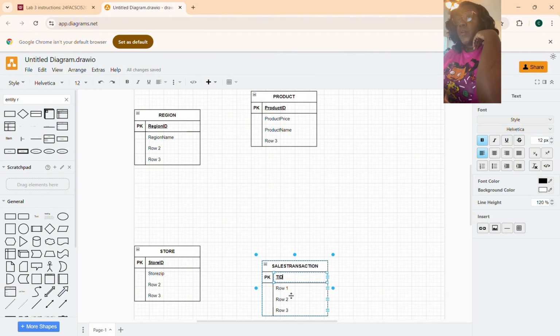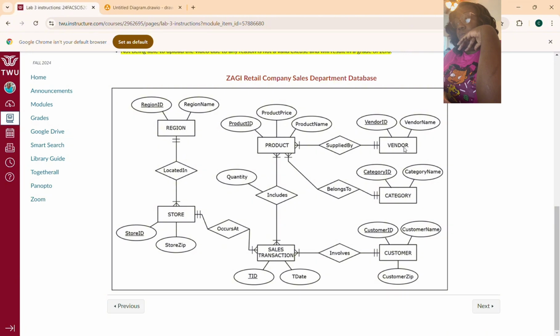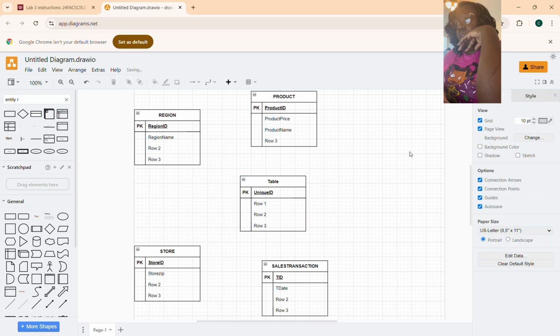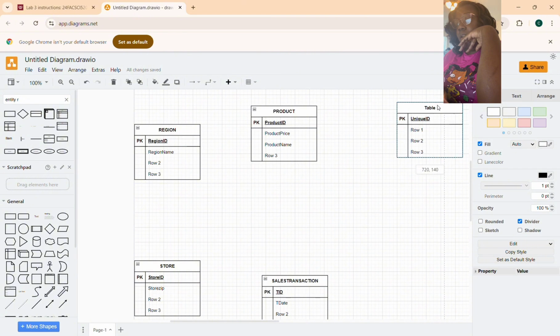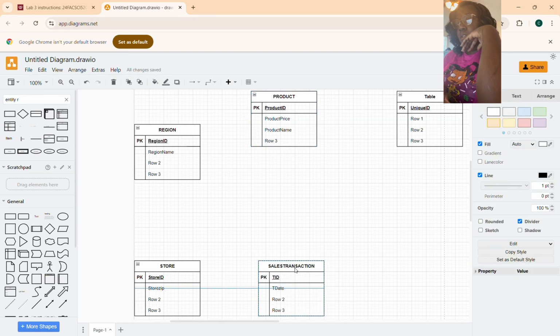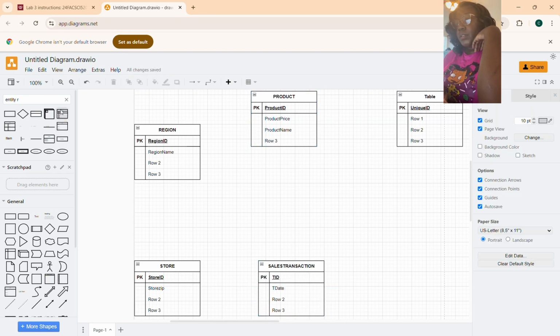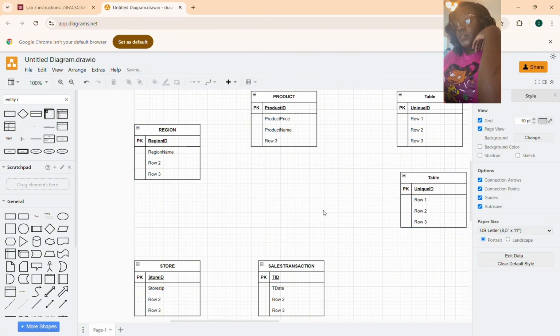So that's that for that one, and then we move over here, we see we have vendor, category, and customer left. So we're going to take 3 more tables. We'll put one maybe right there. Then we'll fix those two while we're at it. So we will add 3 tables, and we'll put one right there, and then we'll add another one right here.